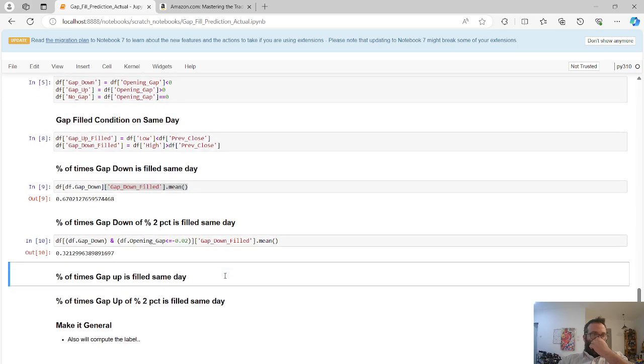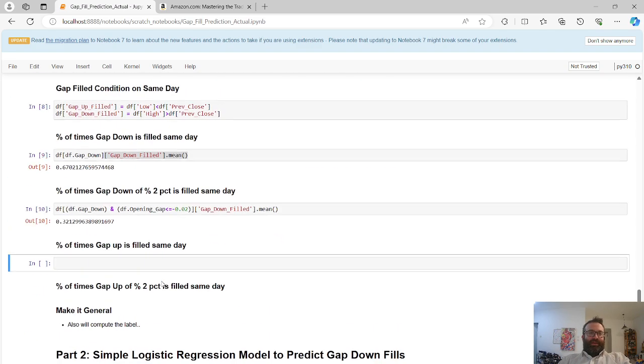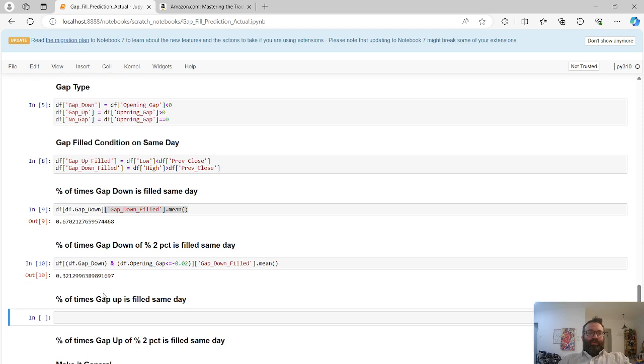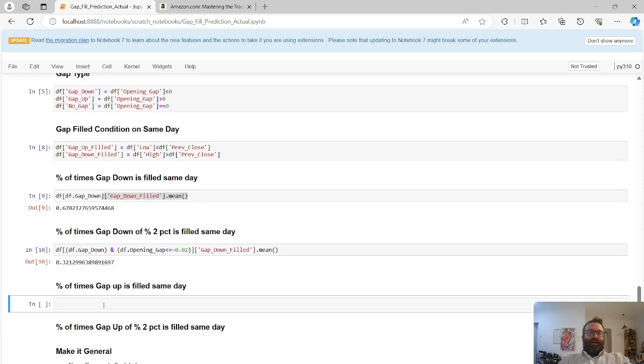It's 32%. So even if you have a relatively big gap of 2% or more down, 32% of the times you filled. So it's probably often a good idea to buy a stock at that point. I mean, especially if you like the stock. And this is filled the same day. Obviously, it could fill like a week later.